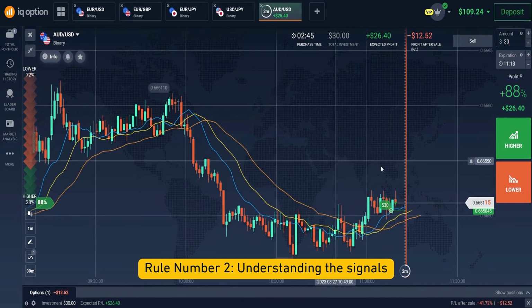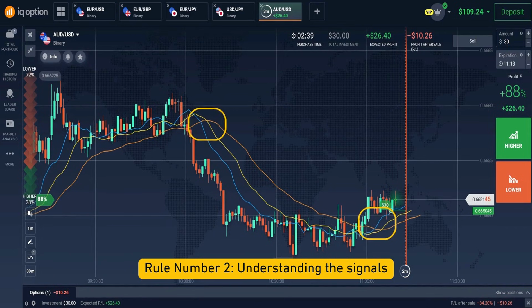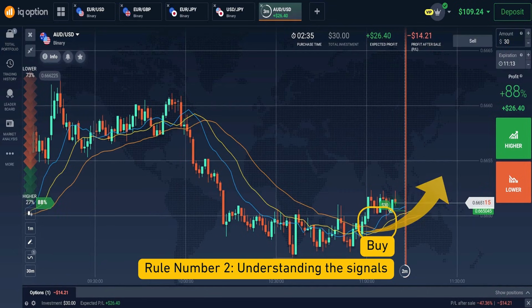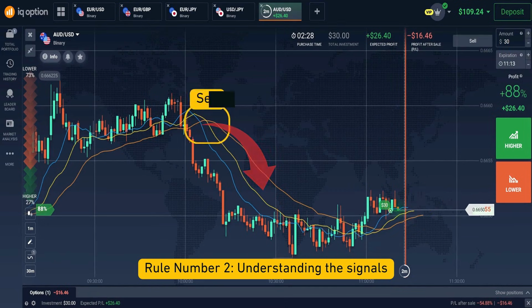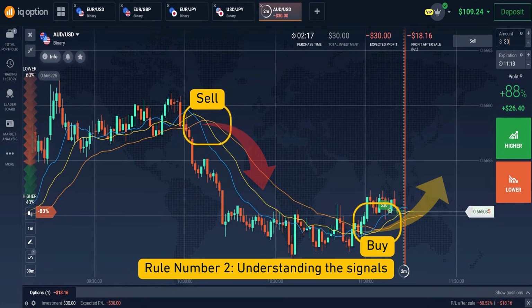Rule number 2. Understanding the signals. We're looking for the moment when all 3 lines cross over each other, the lips, teeth, and jaw. When the green line, which is the lips, crosses above the other 2 lines, this signals a potential buy opportunity. You're looking to go up. When the green line crosses below the other 2 lines, this signals a potential sell opportunity. You're looking to go down. But here's the key. Don't jump in immediately. Let me show you the exact confirmation you need.